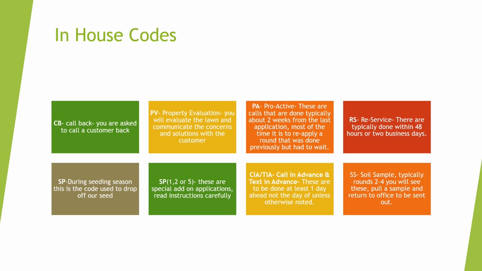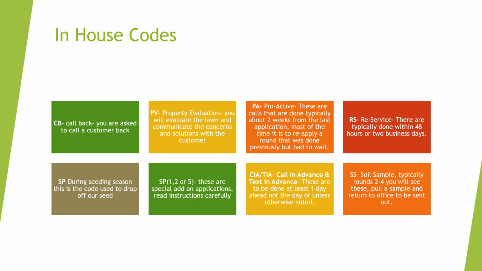PV, property evaluation, allows us to go out and evaluate a lawn with any concerns that the customer has. A PA is a service call that we enter in, generally when this is something that has to be scheduled out about 2 weeks or so from the last application. RS is a more immediate service call if it's been over 2 weeks since their last application and they're needing a service.